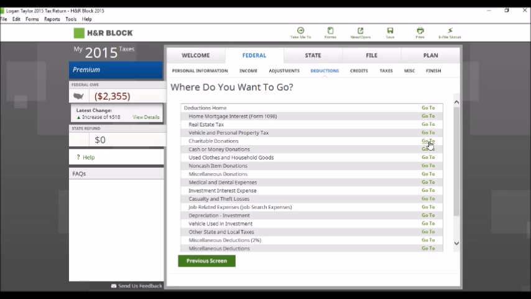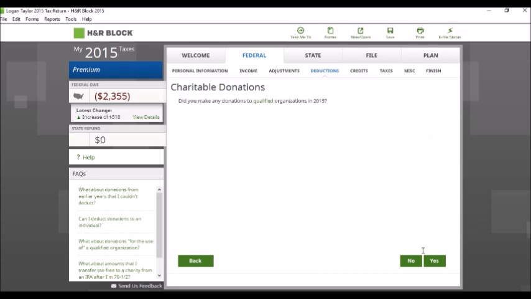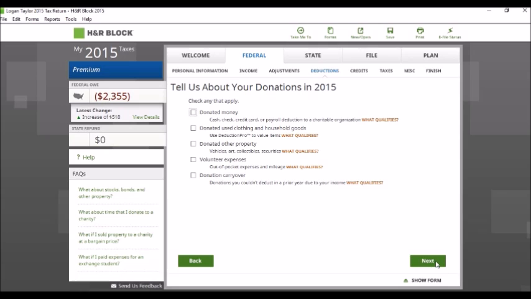So let's go back up here. Charitable donations. It does say that he made some donations, so let's get those in. He donated some money, and let's see what it tells us. Contributions to church, paid pledges for 2015 and 2016, $4,800.